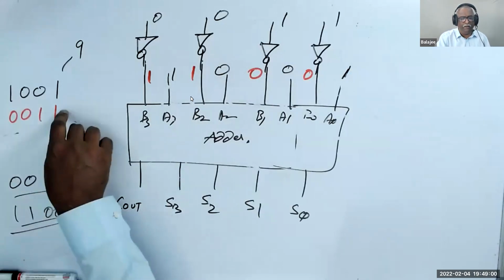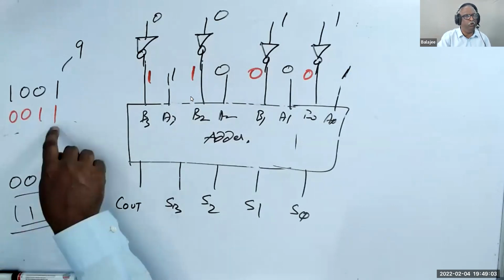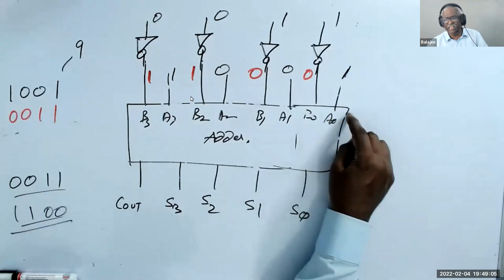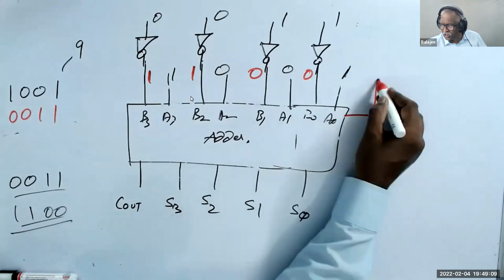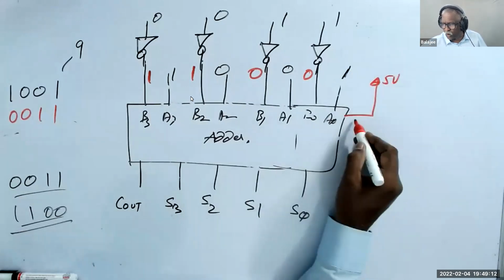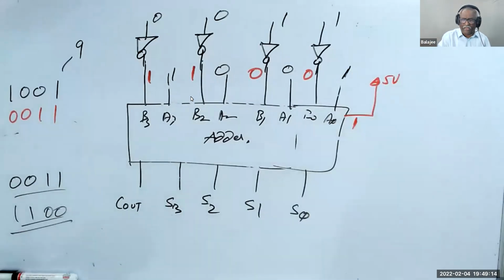But this is one's complement. How do you make a two's complement? You have to add 1 to it. I told you there's a carry in available. Now what happened? In the subtractor, they add a carry in to the 5 volt. So that becomes 1. So they add a 1 to it.